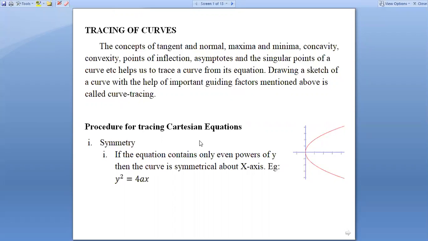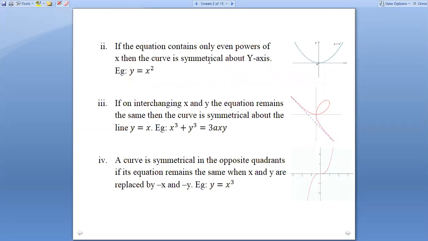If the equation contains only even powers of y, then the curve is symmetrical about x-axis. So keep this example in mind to know the symmetry. If you have y square is equal to 4ax, it is a parabola, which you know is a right parabola, and this is symmetrical about the x-axis. So if you have even powers of y, it is symmetrical about x-axis. And if the equation has only even powers of x, then the curve is symmetrical about y-axis.